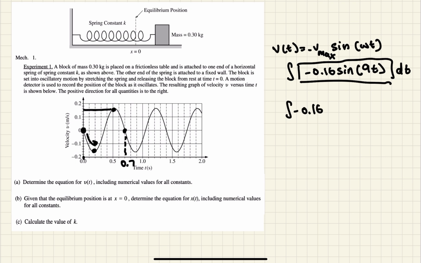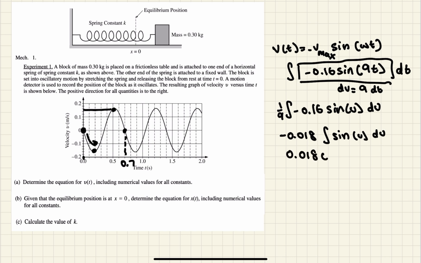So you want to write sine of u times du, but we also know that du is equal to 9 dt because u is 9t. So if you took calculus, you would know that you would just need to multiply this by 1/9 because of u substitution. You can also take out this negative 0.16, and you're going to get negative 0.018 times the integral of sine u du. Integral of sine is negative cosine, and so the negatives cancel nicely.